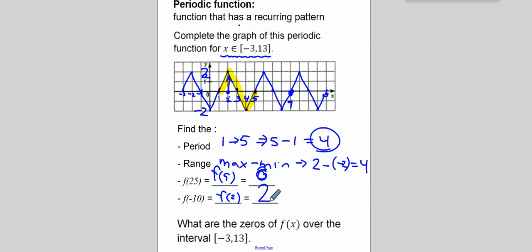What are the zeros of f of x over the interval? Then you have to list all of the zeros. So it starts at -3, and then there's -1, 1. You just have to look at the graph. 3, 5, 7, 11, and 13.